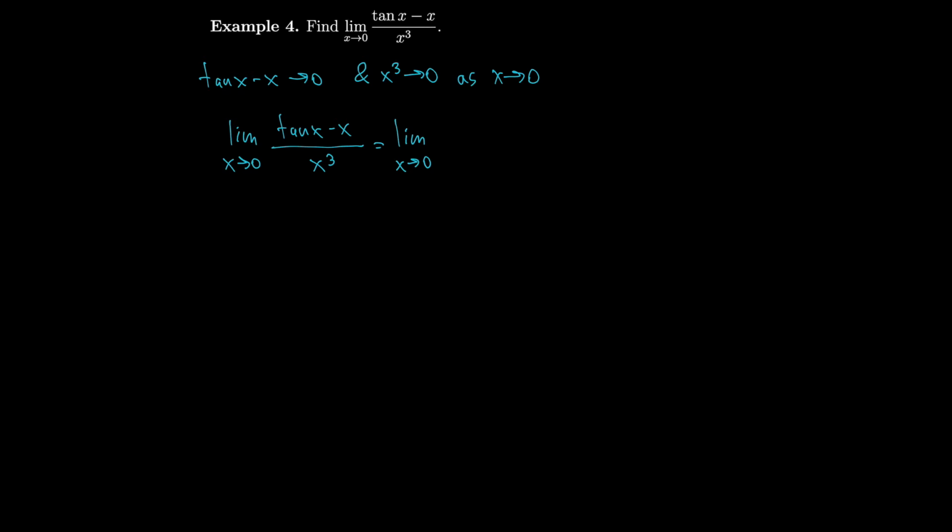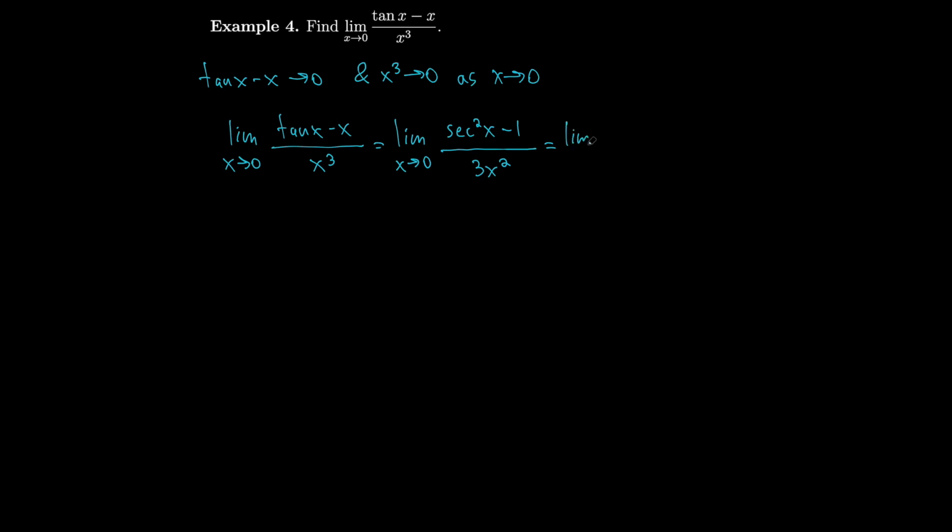So derivative of tangent is secant squared. Derivative of x is 1. Derivative of x cubed is 3x squared. Okay, we still don't know how to do this. However, if I plug in 0 on the bottom, I get 0. If I plug in 0 on the top, I get 1 over cosine squared, which is 1 over 1 at 0. So that's 1 minus 1, which is 0. So it's still 0 over 0. So we can do L'Hopital again.